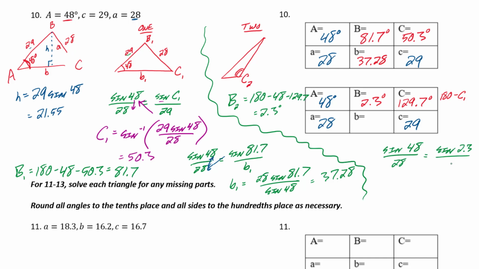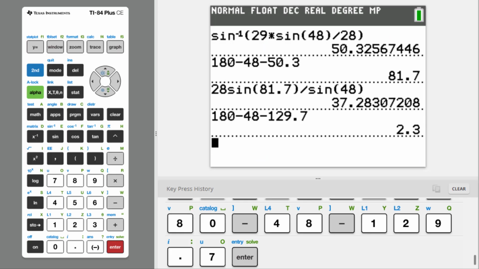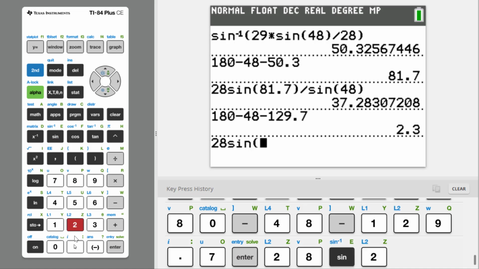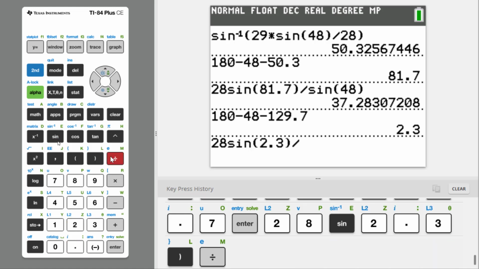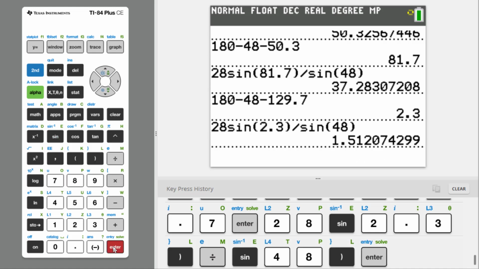This part doesn't really matter because I'm just going to solve by typing into the calculator anyway. But here again, it would be the cross product. So I can do 28 times sine of 2.3 and then divide by sine of 48. It's virtually the same as what we typed in to finish up the first solution, except my angle has changed. I could copy and paste, but it's not that beneficial. So 28 sine of 2.3, close that off, divided by sine of 48, close that off, and press enter, and I get 1.5 as my last side there.